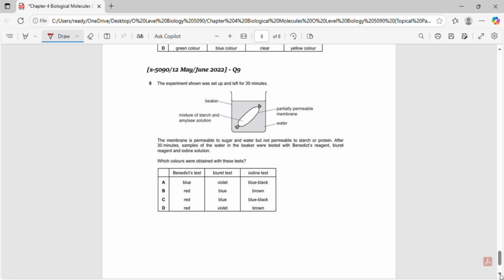Based on this, we can predict the following test results. Benedict's test will be positive due to the presence of maltose, showing a red color. The Biuret test will be negative, staying blue, because no protein has diffused out. The iodine test will also be negative, remaining brown, as starch is not present in the water. When we compare these predictions with the answer choices, option B is the correct match. It shows a red result for Benedict's test, blue for Biuret, and brown for iodine, all consistent with the expected outcomes. Therefore, option B is the correct answer.